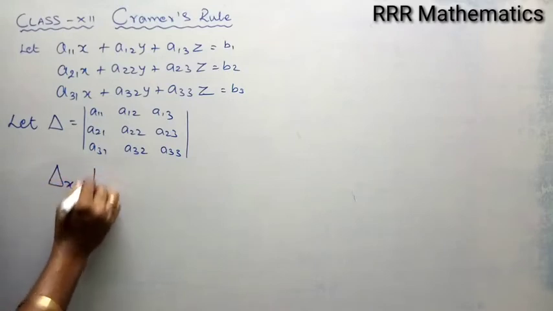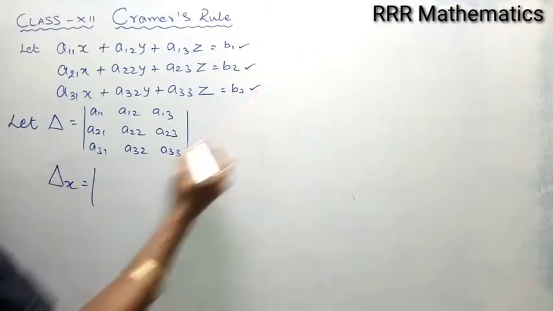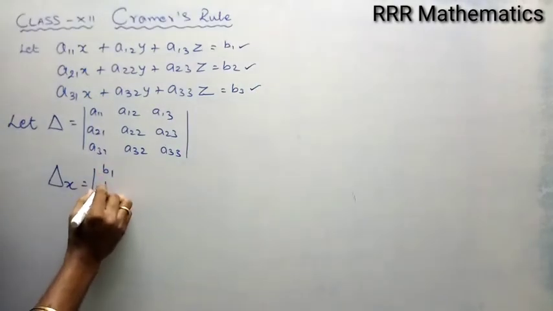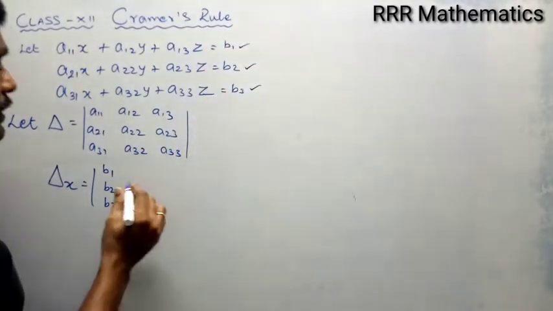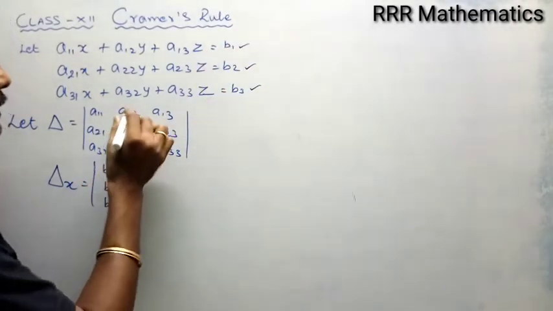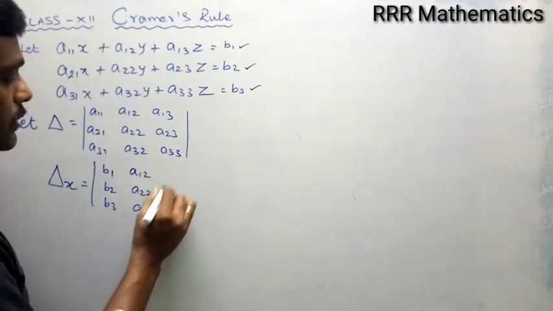Delta x: replace the first column by the constants b1, b2, b3, which are the constants appearing on the right hand side of the linear equations. The remaining two columns stay as they are. Got it?